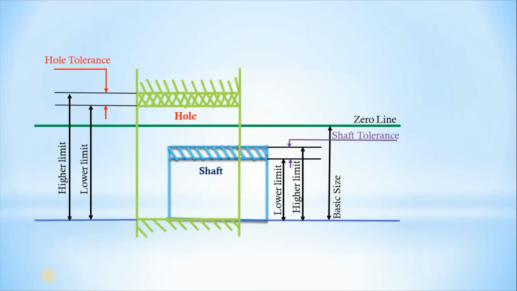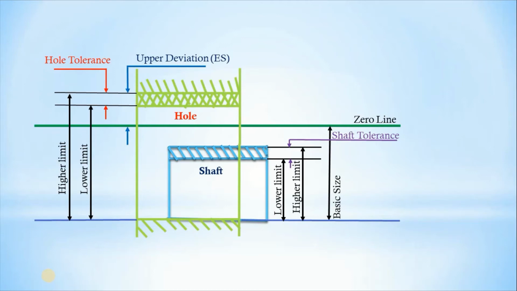So based on these limits we are getting deviations. First we'll see upper deviations for the hole. Now what is the upper deviation? It is the algebraic difference between the maximum limit of size and corresponding basic size. So maximum limit, that is a higher limit, and corresponding basic size, based on that we are getting upper deviation.